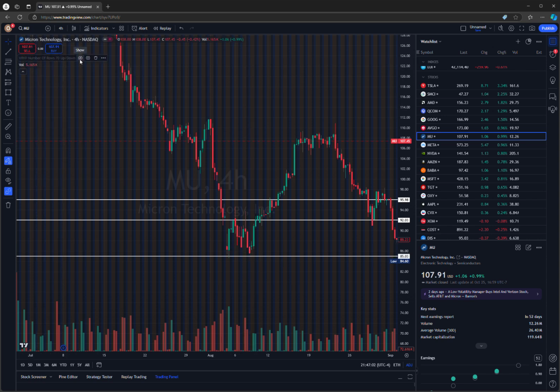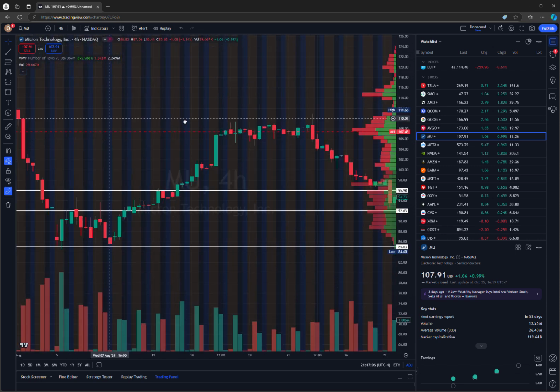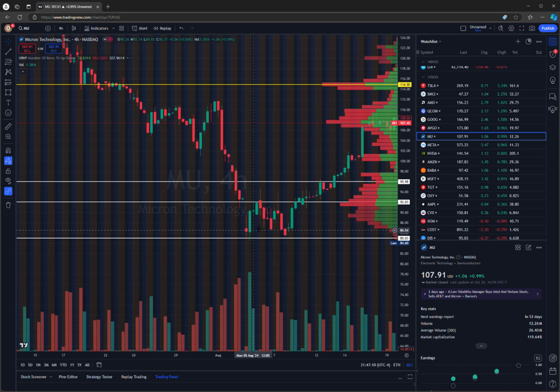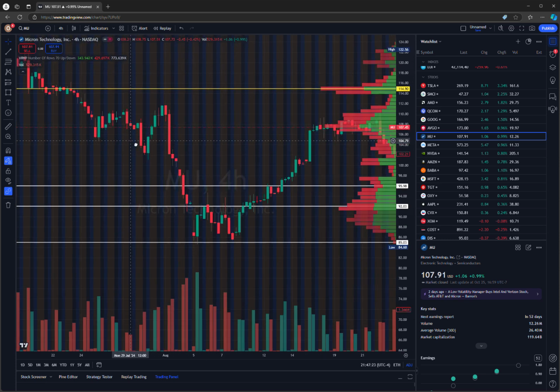Now let's make it even easier for ourselves. Let's throw a volume profile here. Look at this volume ramping up as it's entering the range here. So here's our zone. Here's our origin of the prior monthly. Here's our zone. Here's our prior monthly.